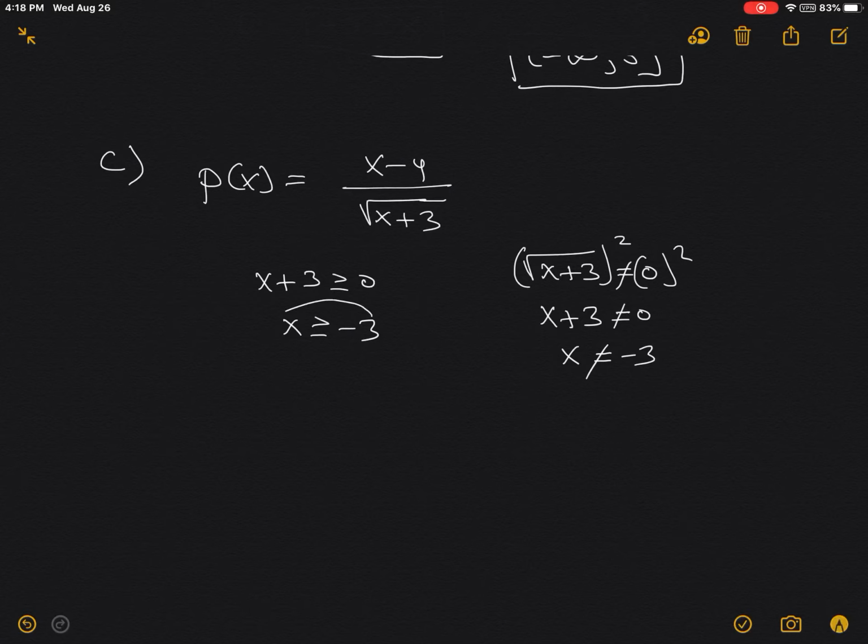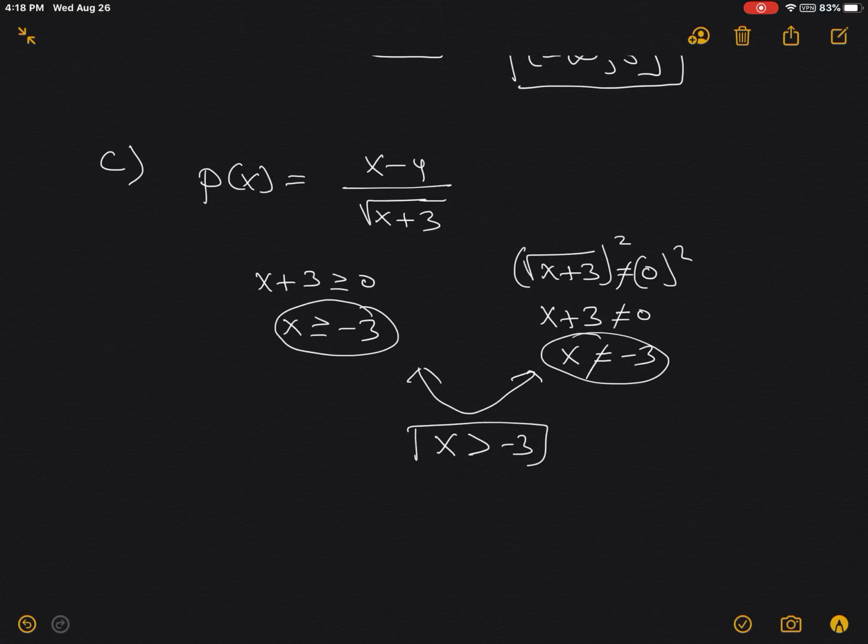All right, so how do we combine this answer and this answer? Well, x is greater than or equal to -3, and x cannot equal -3. So if I combine these two answers, the final answer would just be x is greater than -3, because I have to exclude the value of -3. Because if x is equal to -3, you plug it back in here, what's going to happen? It's going to make your denominator equal to 0, and you can't divide by 0.